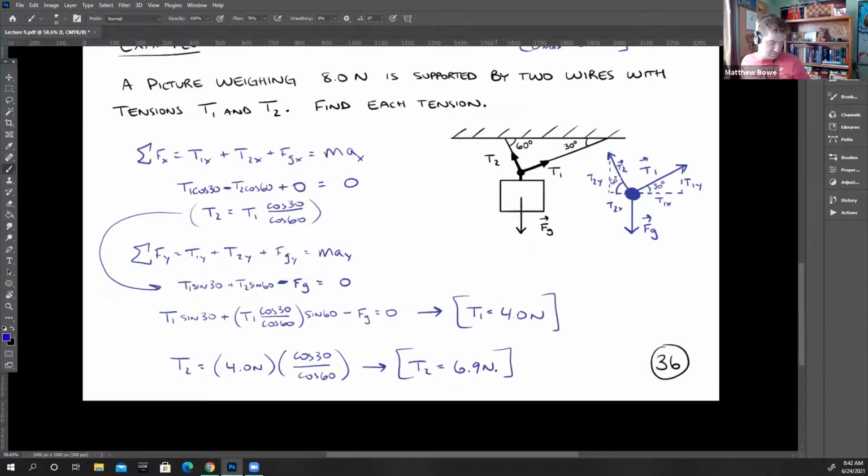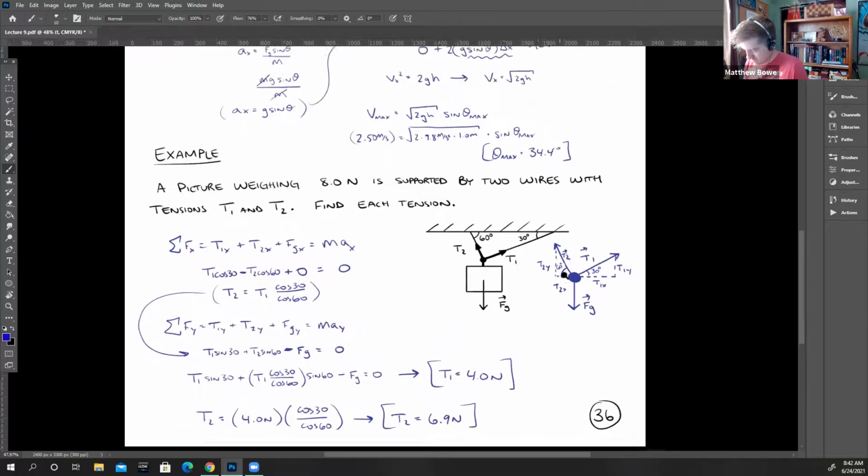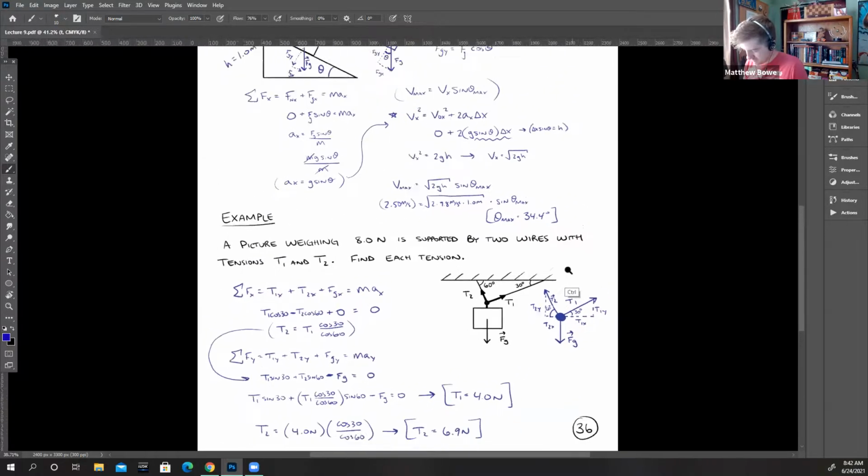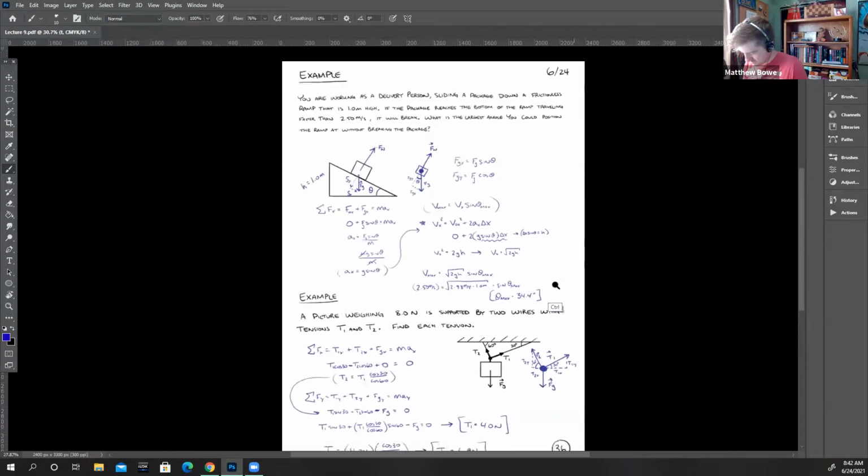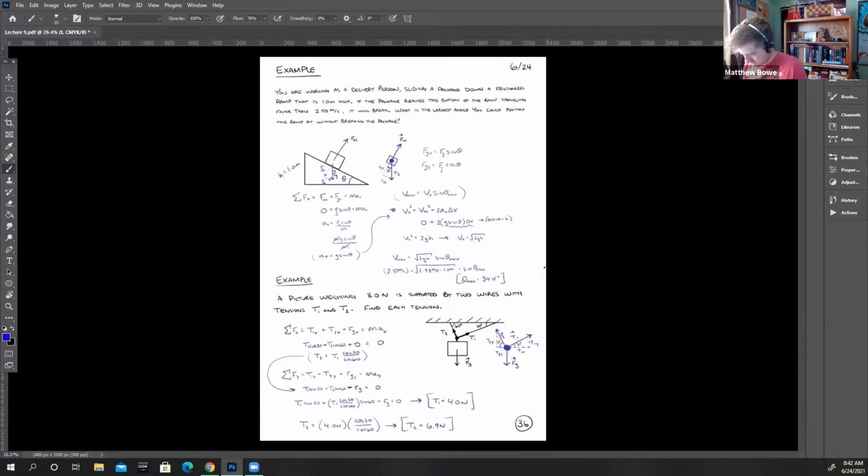That's sort of finishing off, or rounding out, that Newton's second law section. We're going to finish the chapter with this next page, and it's just some conceptual reasoning. So we're going to move on to Newton's third law.